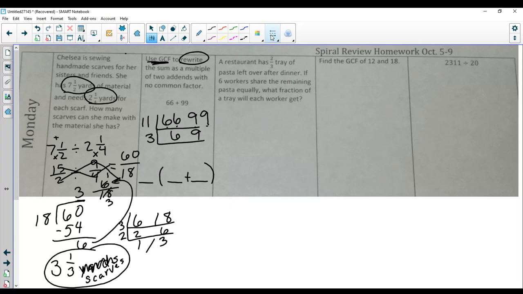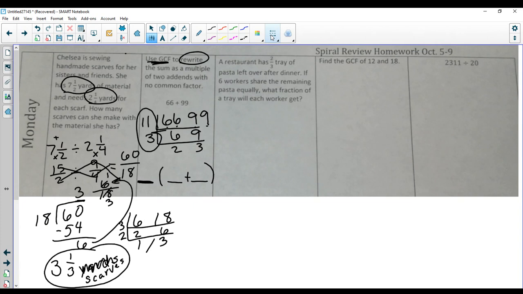What's it going to become? 2/3. All right. What goes in this line right here? Does anybody remember? Not the 3. The 3 and the GCF goes right there. Yeah. So what's the GCF?